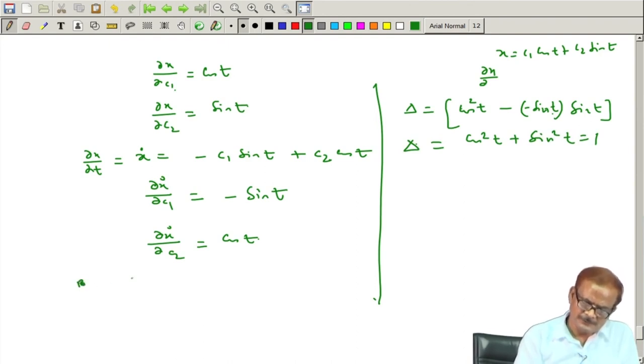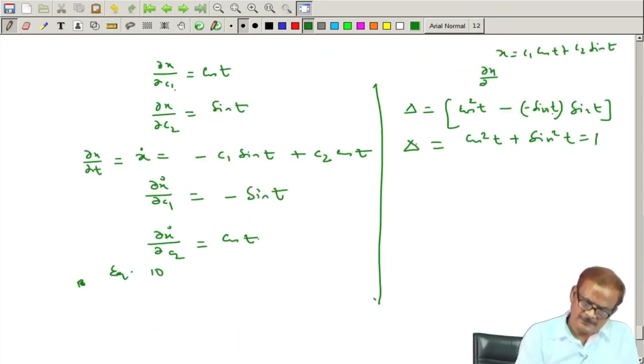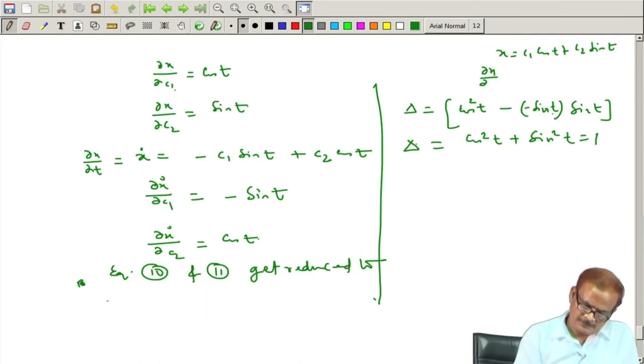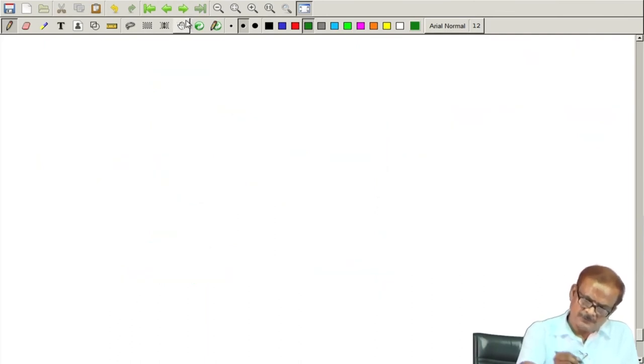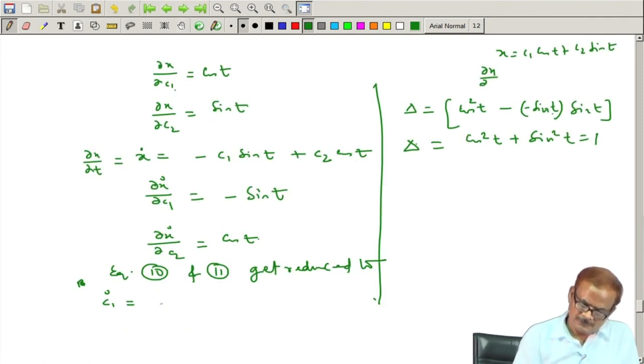Therefore, equations 10 and 11 get reduced to ċ1 equal to minus ∂x/∂c2, minus sin t times r(t), and ċ2 similarly gets reduced to ∂x/∂c1, which is cos t, times r(t).